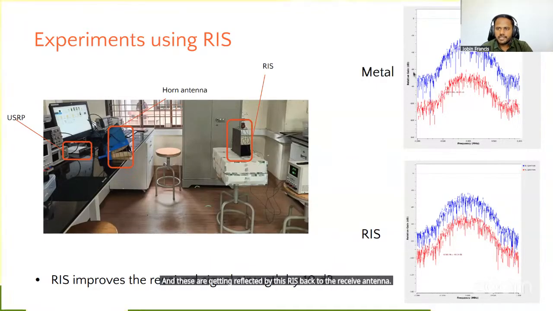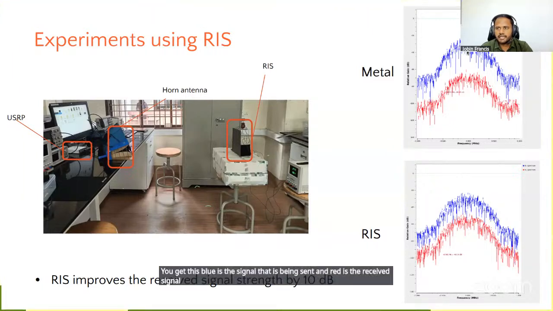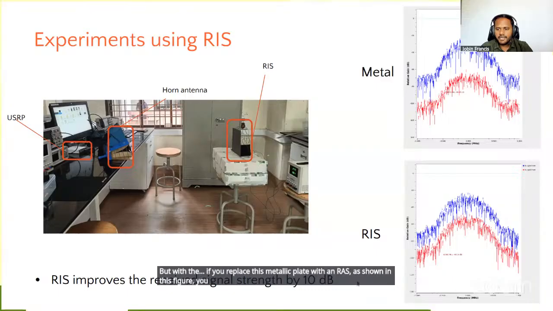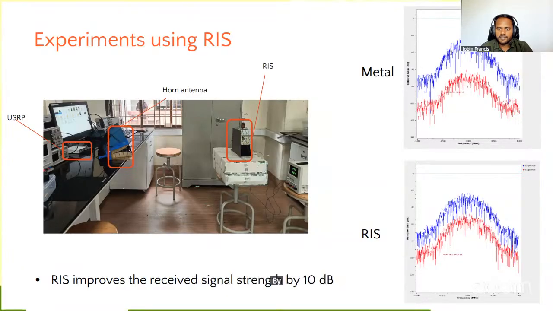What we have seen is that if you just put a metallic plate here, you get this: blue is the signal that is being sent and red is the received signal. You can see that there is a significant attenuation of the received signal. But if you replace this metallic plate with an RIS as shown in this figure, you get some 10 dB improvement, right? So the received signal strength increases by 10 times by having an intelligent surface here as opposed to a plain metallic surface.